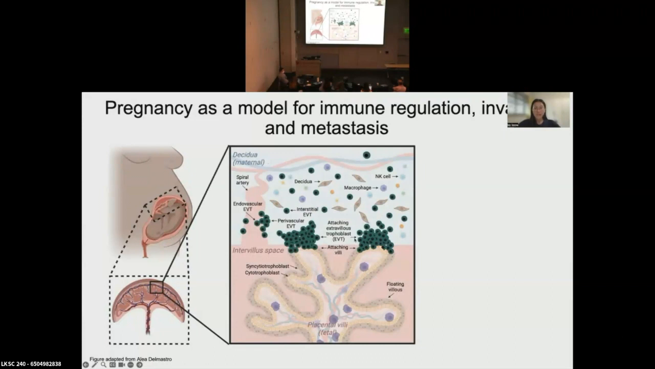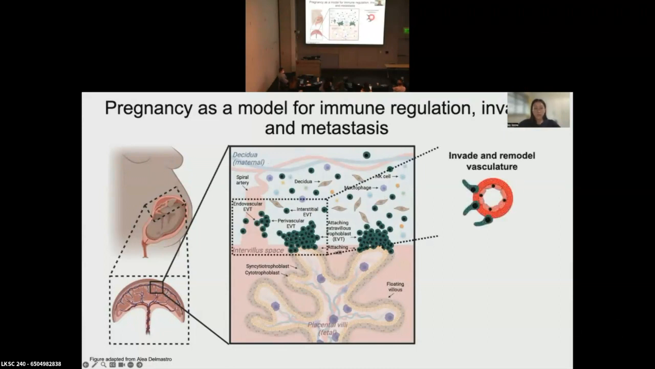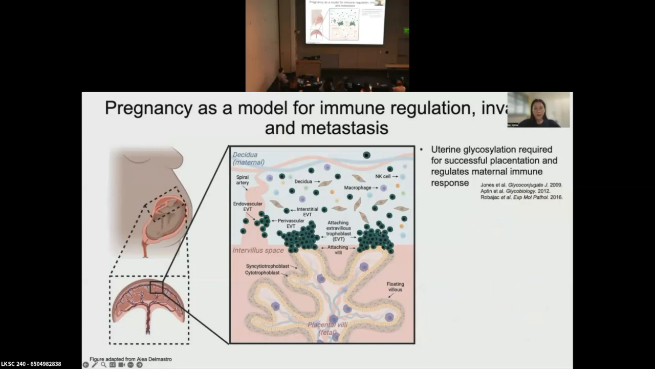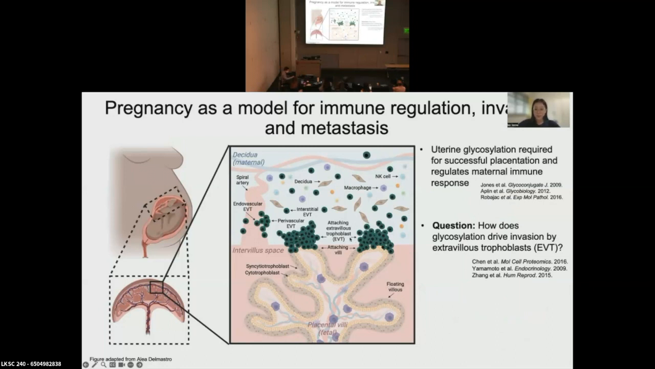In particular, there are fetal cells known as extravillous trophoblasts, or EVTs, that are derived from the placental villi and could infiltrate into the decidua to facilitate the attachment of the placenta and remodel the maternal spiral arteries. They are also known to contribute to suppressing the maternal immune response against the fetal tissue. Glycosylation has been suggested to be critical for placentation as well as regulating the maternal immune response, and it remains an open question how glycosylation could contribute to invasion by extravillous trophoblasts.